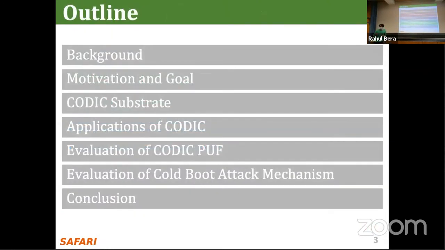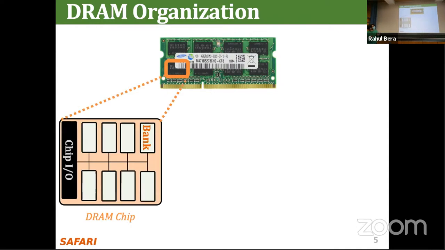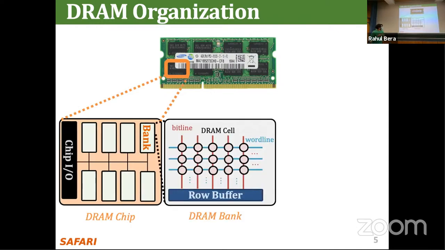This is the outline of the talk. I will start with the background. This is how DRAM is organized. A DRAM module is composed of multiple DRAM chips that work in lockstep, and each chip is composed of multiple banks. One bank is composed of a 2D array of DRAM cells organized into rows, and one row is selected using the word line.